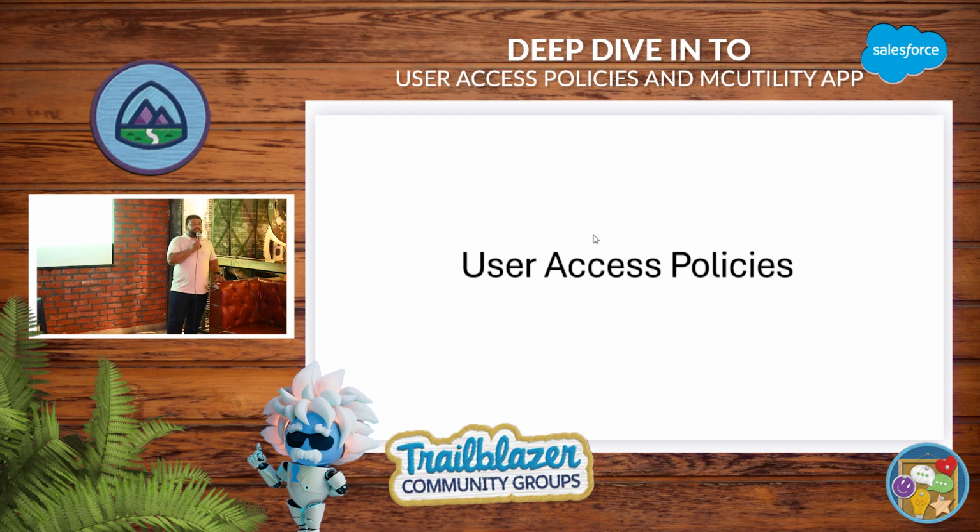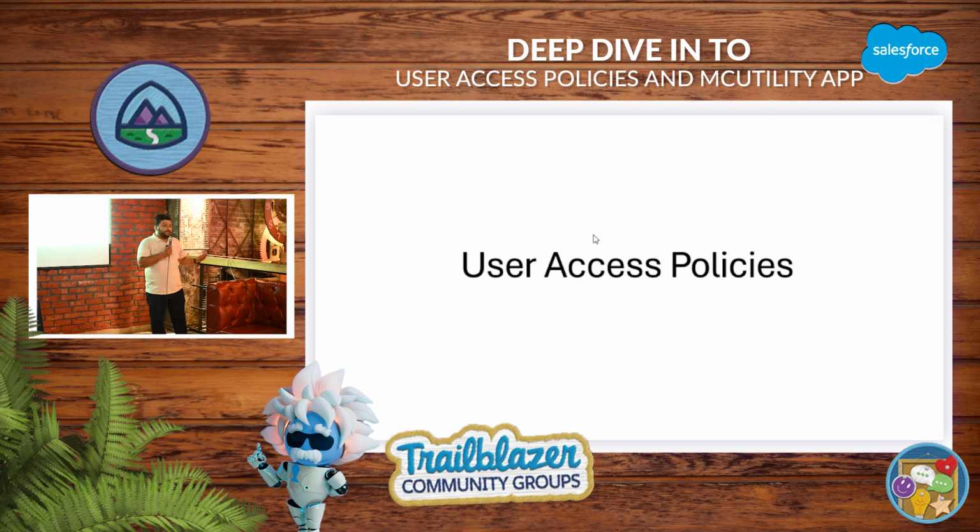Criteria-based sharing rules are just assigning the permission, not restricting it. We can open the permissions with criteria-based sharing, but revoking the access you cannot do. So we are going to cover those topics for the user access policies in this session.